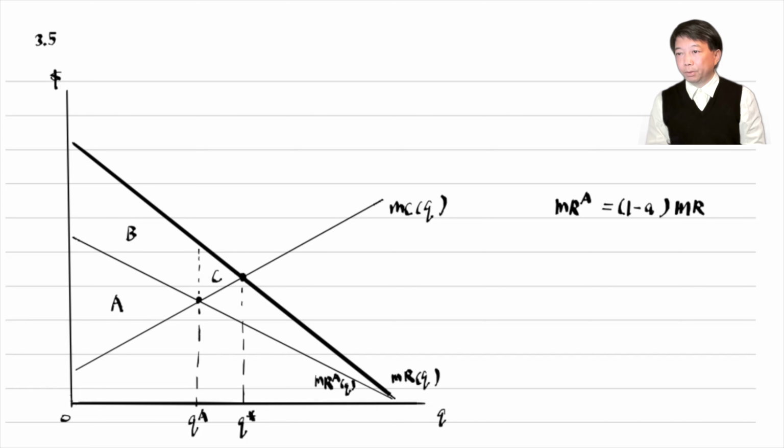In the case where the principal receives a share A of the revenue, the agent gets the rest, 1 minus A share of the revenue. The agent's marginal revenue equals 1 minus A times the total marginal revenue. The marginal cost curve is unchanged. The agent's marginal revenue and marginal cost curves determine the quantity of books sold, QA. It is lower than the optimal level. The joint profit is the sum of the areas A and B. It is smaller than the optimal profit in case A. The revenue sharing contract is not incentive compatible.